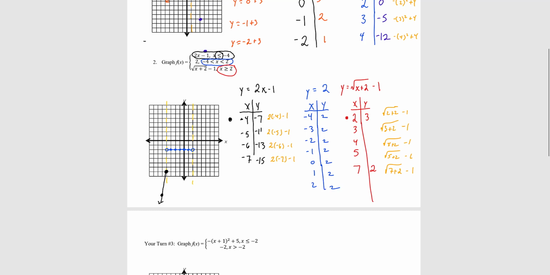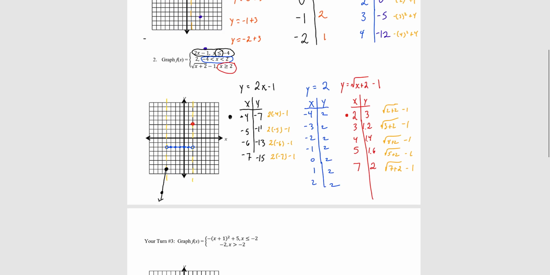Okay, there's some of the points. I know I said usually we don't want decimals, but I'm going to go ahead and graph a couple of decimals here just to get a few more points. The square root of 5 minus 1 is approximately 1.2. Square root of 6 minus 1 is approximately 1.4. And the square root of 7 minus 1 is approximately 1.6. So again, I'm going to graph a couple of those points. Remember, there's a closed dot at 2, 3.